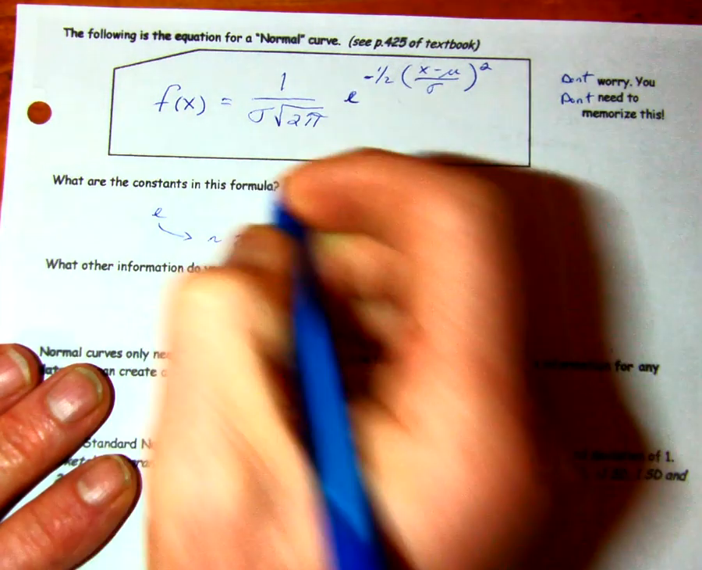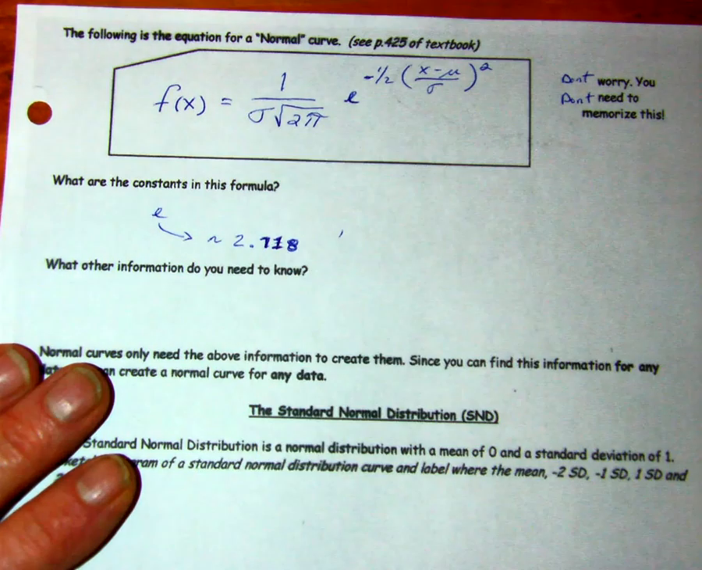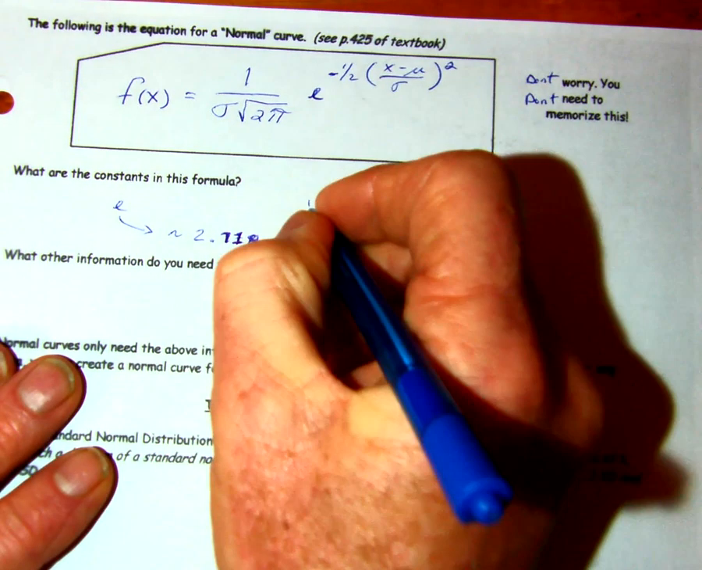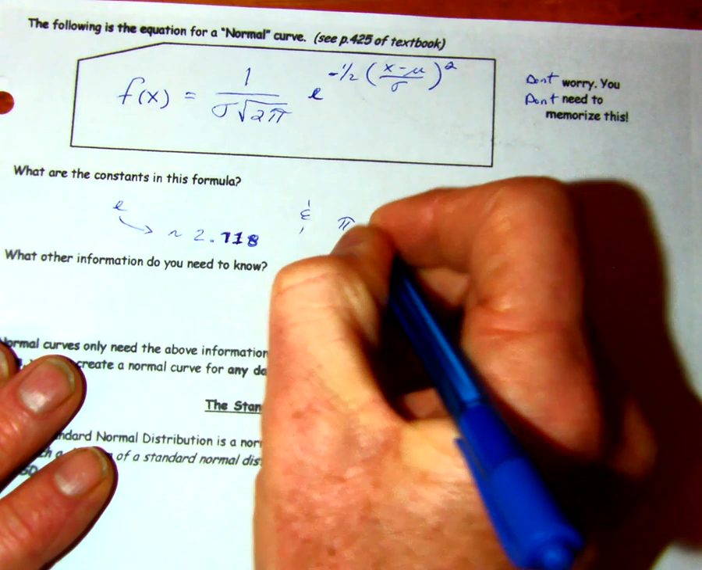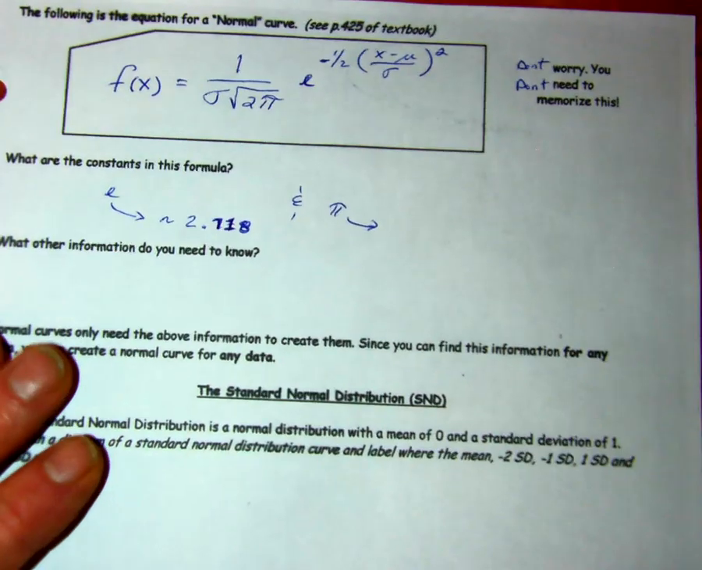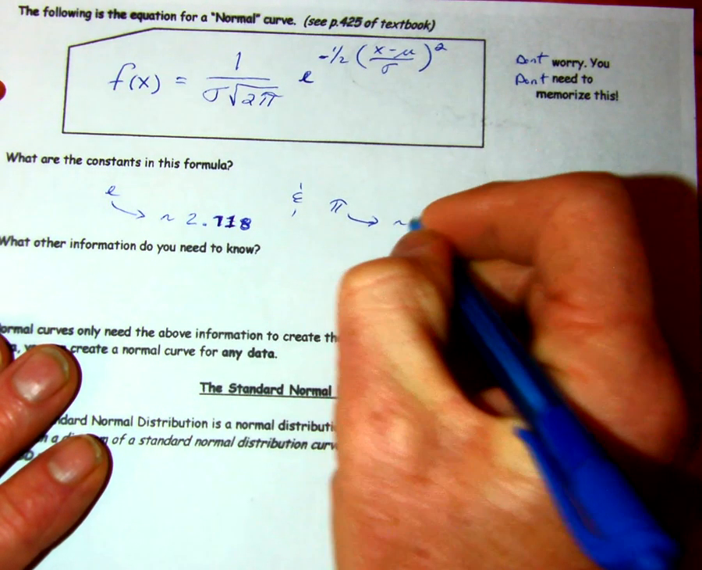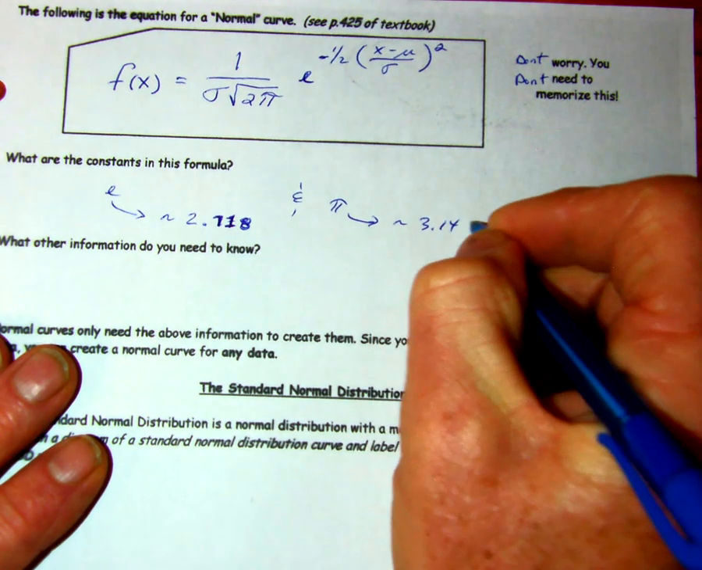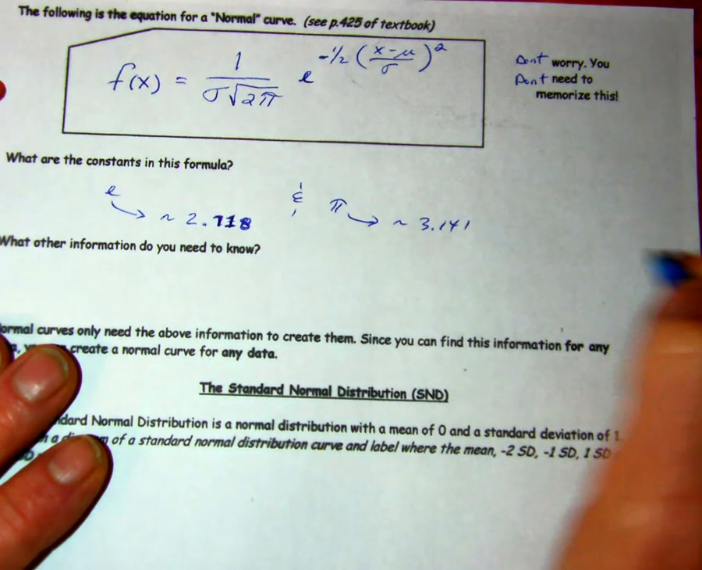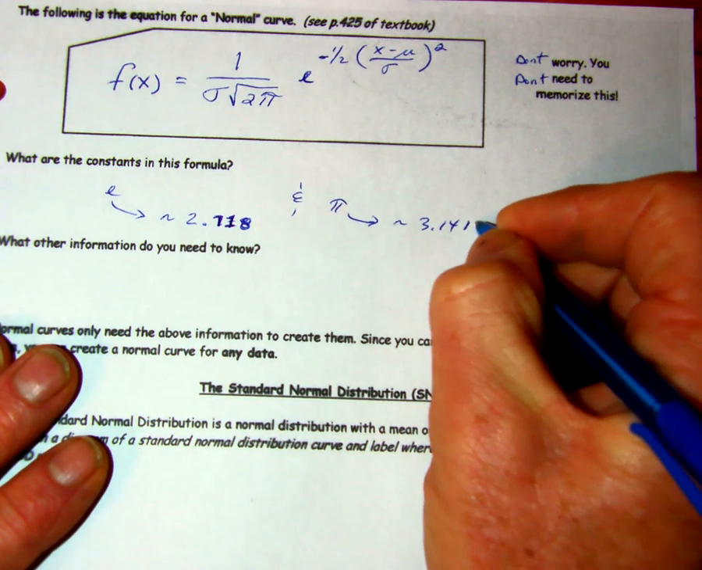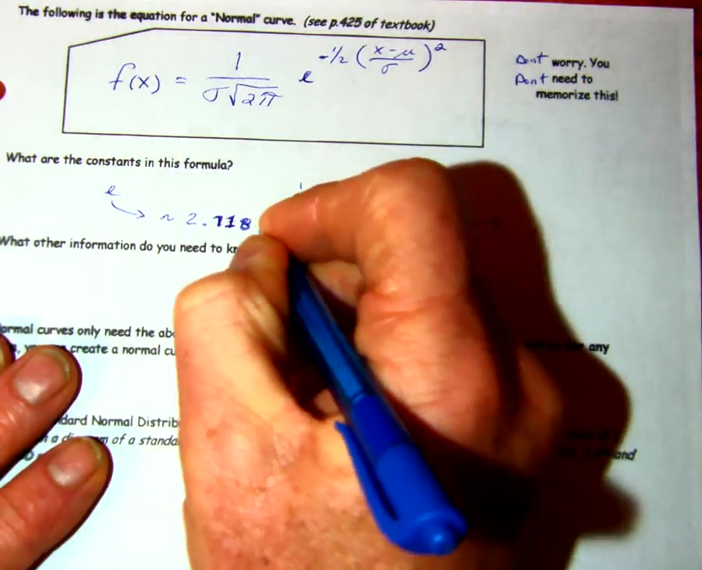Okay, so that's a constant. Are there any other constants? Pi. Pi, and pi is, you guys remember that one? 3.14. 3.141, whatever. Or 159, dot dot dot.